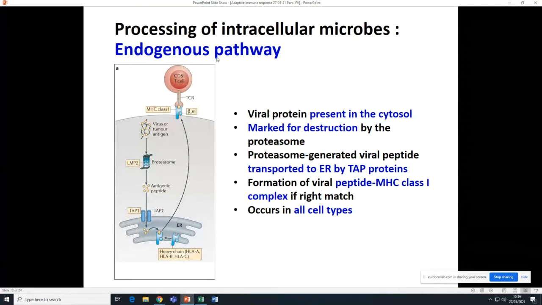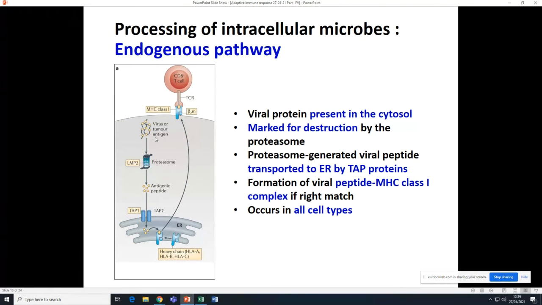So this is how the endogenous pathway works, this is how viral proteins are presented by MHC class 1. I'm not going to go into too much detail, but just to let you know that viruses get inside the cells. It doesn't need to be a phagocyte, because that's the nature of virus. They infect the cells, and they don't infect any cells, they infect specific cells. But in the case of antigen-presenting cells, they can infect them as well, because the antigen-presenting cells have a way to catch them.